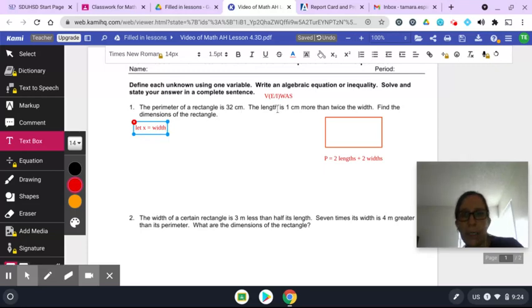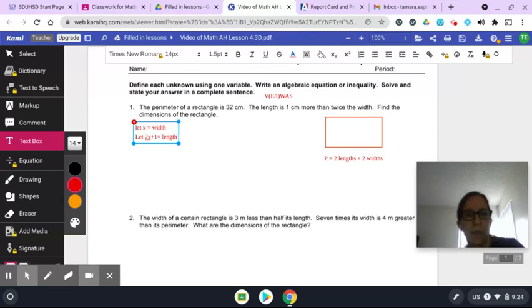And then it says the length is 1 more than twice. So for 1 more, I have to add, then I have to reverse order. Twice, I have to multiply by 2. So then I know that I have 2x plus 1, 1 more than twice the width, is equal to the length. So now I can build, whoops, let's spell things right.